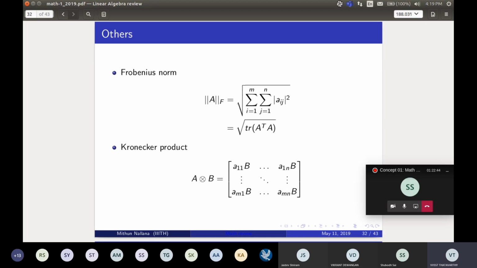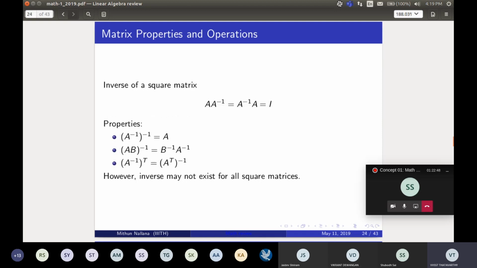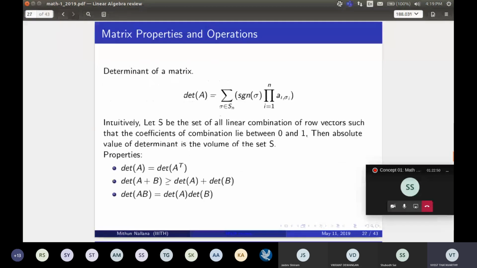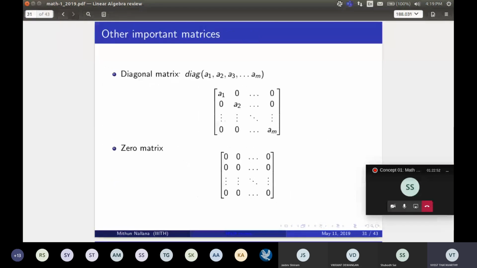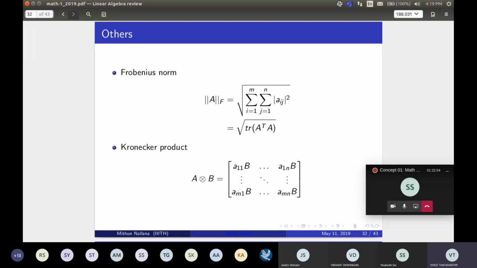Now we have something called the Frobenius norm. So we have defined norms for vectors, but we never have defined norms for matrices. Now let us see a norm for a matrix. It is the same thing. You are squaring each and every element of the matrix and adding them, and then you take the square root of it. That we call the Frobenius norm.